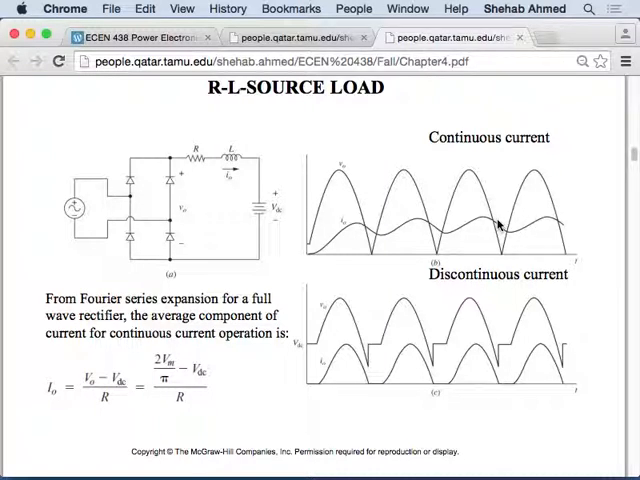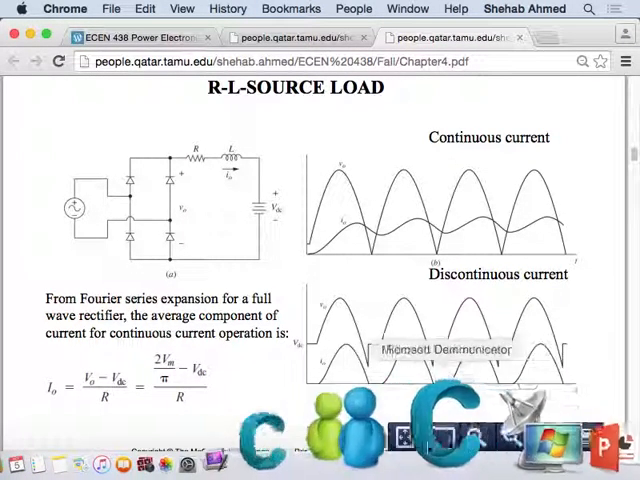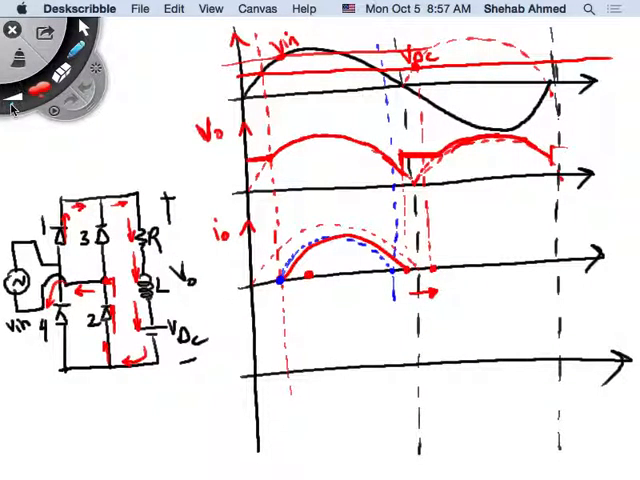It's similar to what we had before for the RL case, pure RL without the source, except when you put the source here, it changes some of the dynamics. I would like to make sure that everybody's clear on this. So here the current stopped at this point, right? How about in the negative half cycle? Negative half cycle current starts here again and flows until this point, correct? And I have discontinuous current, right? This is output current and it's discontinuous.